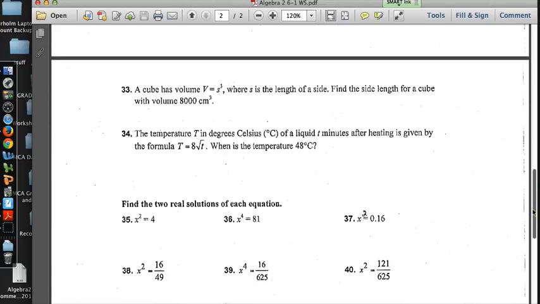we had some word problems here, and someone had actually asked me to take a look at number 34. So 34 says the temperature T in degrees Celsius of a liquid, lowercase t, minutes after heating is given by capital T equals 8 square roots of t. When is the temperature 48 degrees Celsius? All right. So when is the temperature 48 degrees Celsius? Well, it says the temperature, capital T in degrees Celsius. That's where that needs to go. So 48 is for capital T.